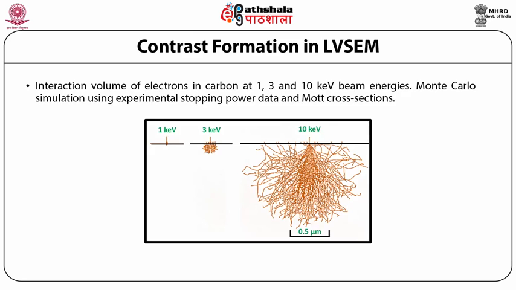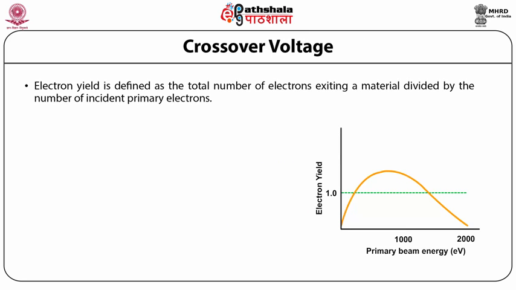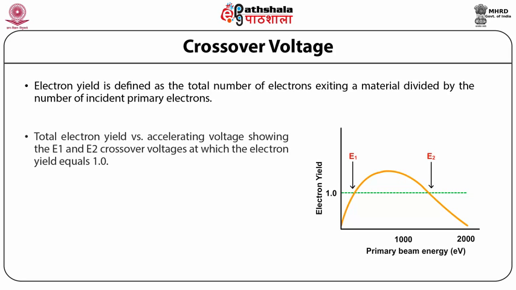The electron yield is defined as the total number of electrons exiting a material divided by the number of incident primary electrons. The electron yield varies as a function of accelerating voltage, as shown in the figure. Electron yield gives a value of unity twice in this plot, and these points are termed crossover voltages. The lower crossover voltage is designated as E1 and the higher crossover voltage is E2.